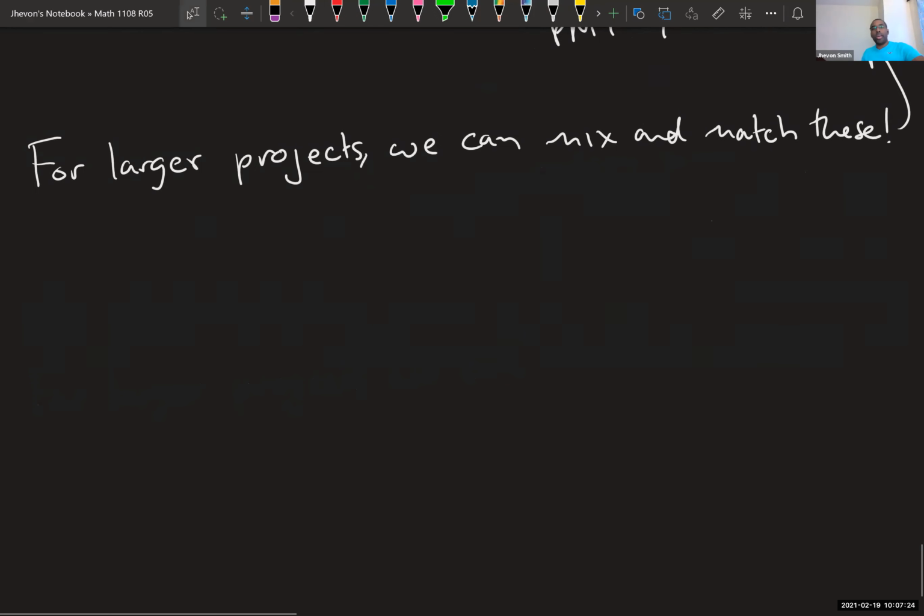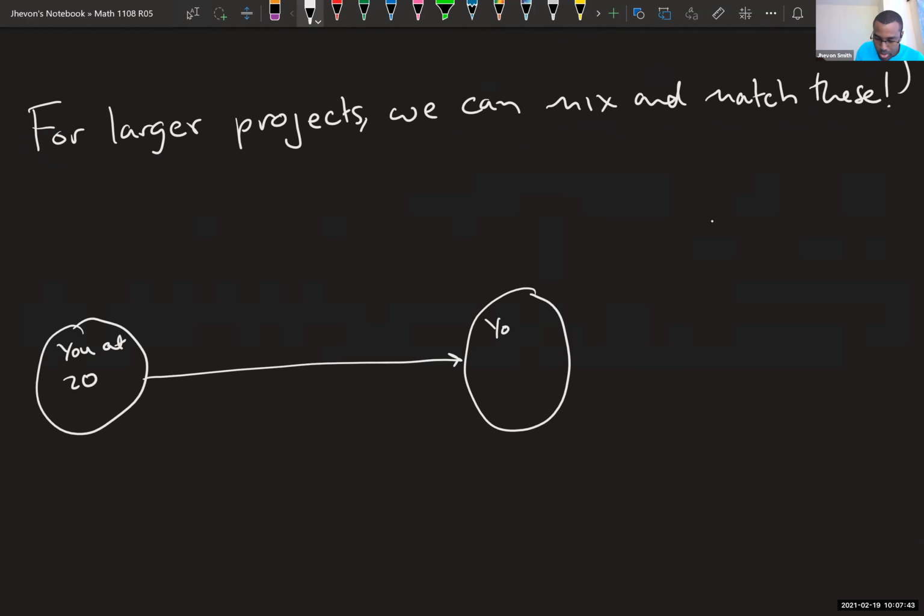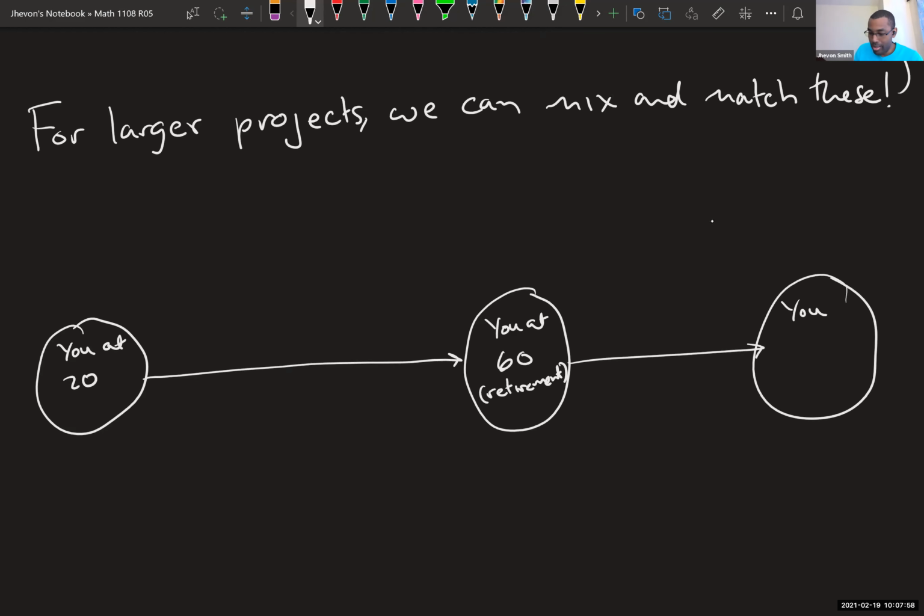So I gave a very quick, somewhat morbid example before. For example, here is you at 20 or whatever you are right now. And there's going to be a certain amount of years until you're, say, 60, let's say retirement. And then there's going to be you at 90 where you die, right? You die at 90, right?